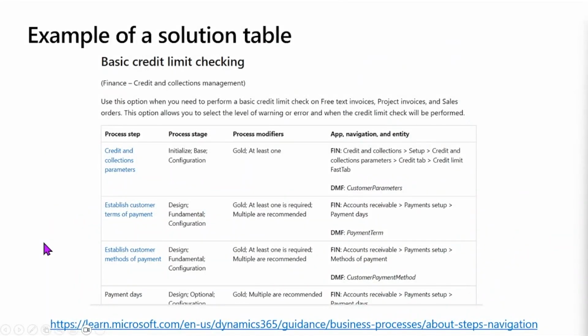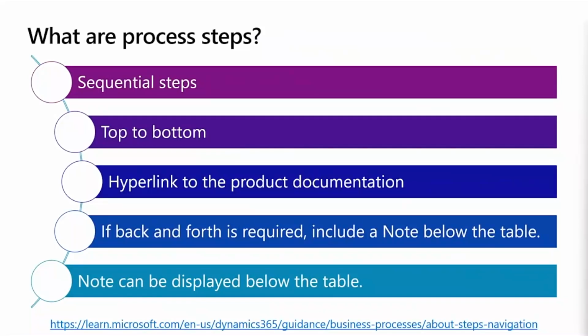So those solution tables provide those detailed steps that are required, including any of those prerequisites for setting up a process. So the tables are organized and they have several columns. And so what I want to do is explain these, but there is an article that you can find that has a lot more detail than I'm going to cover today about these tables and how to navigate around them. So process steps are sequential steps.